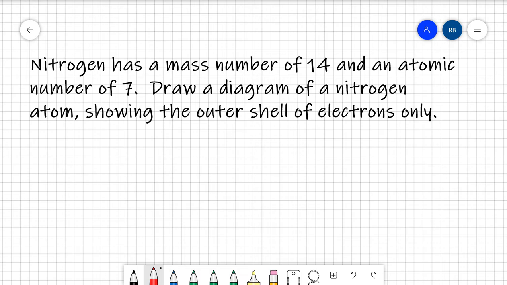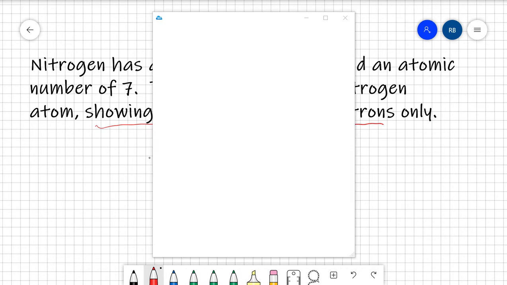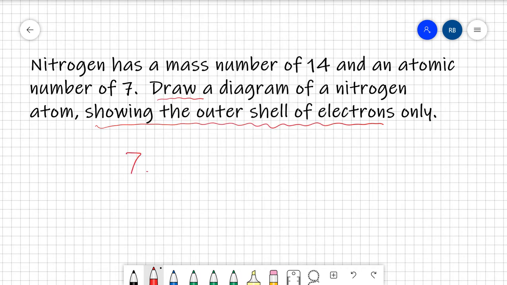Okay, hopefully you're not finding these too difficult. This one is slightly different. We're asked to draw, but this time we're asked only the outer shell. Okay, so we know now there must be 7 electrons. That's the atomic number. And once again, we can draw a central N to identify it, and then just the outer shell. These electrons, we're going to have 2, then the rest, 5. So this is the number we are going to need to be working with.